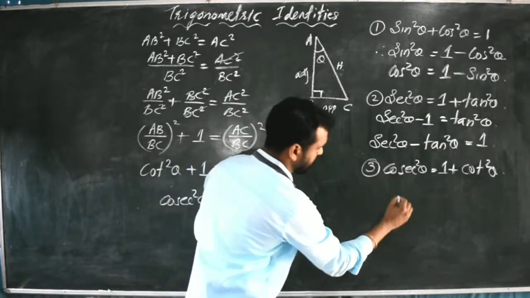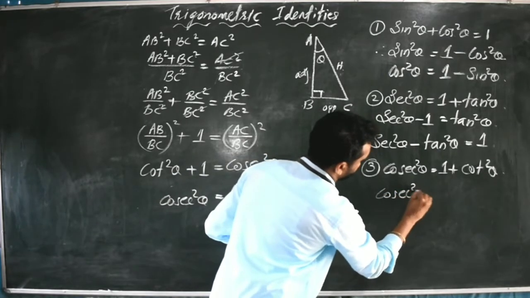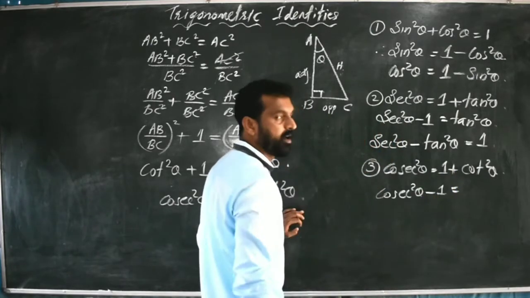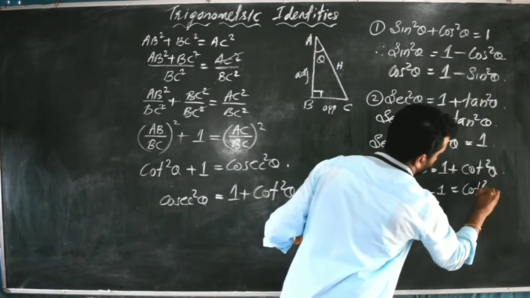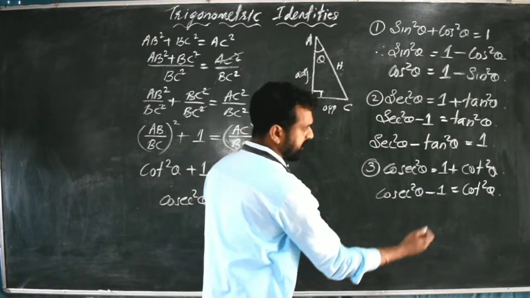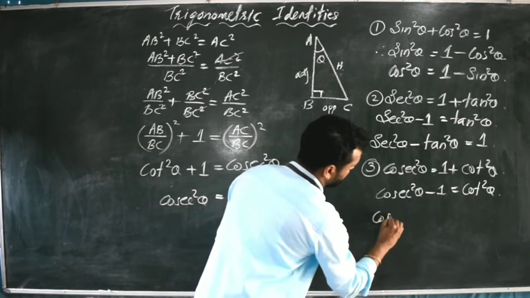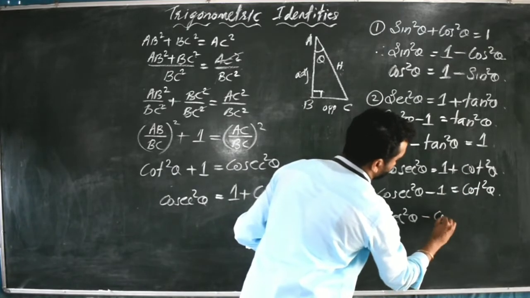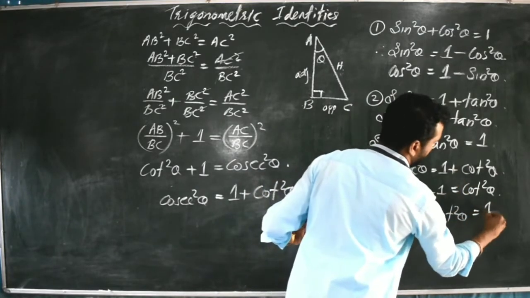To get the next equation, we have to transpose 1 to the left side, that is cosec square theta minus 1 is equal to, plus 1 transposed to the left side becomes minus 1, and the remaining is cot square theta. Now to get the next equation, plus cot square theta we transpose to the left side. Cosec square theta is there. Cosec square theta, transposing cot square theta to the left side, minus cot square theta is equal to, right hand side, 1.